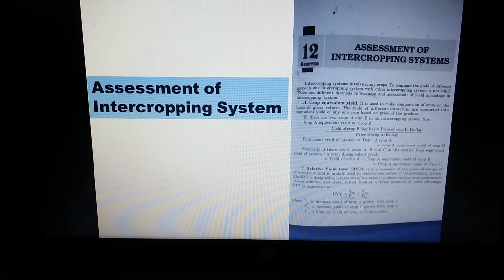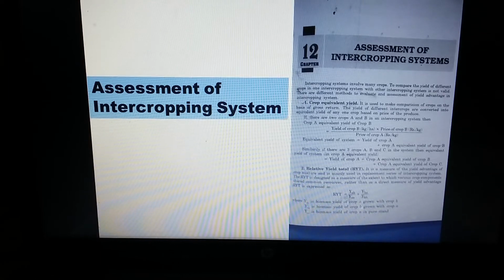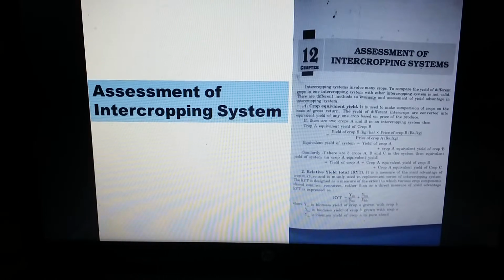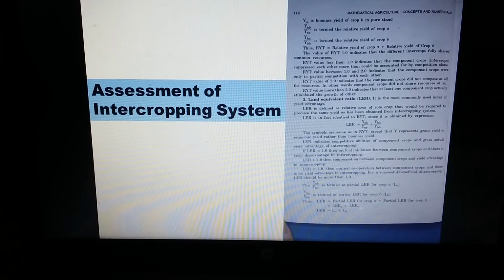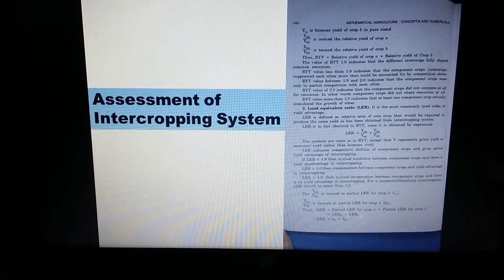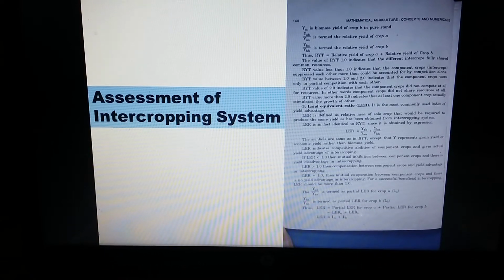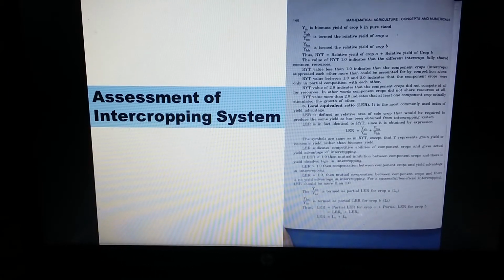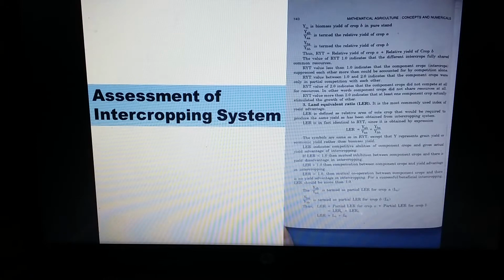YAB means the biomass yield of crop A in an intercrop system. YAA means the sole crop yield of crop A. YBA is the biomass yield of crop B in the intercropping system, and YBB is the sole crop yield of crop B. So we can denote YAB divided by YAA as the relative yield of crop A, and YBA divided by YBB is termed as the relative yield of crop B. So relative yield total is equal to the relative yield of crop A plus the relative yield of crop B.